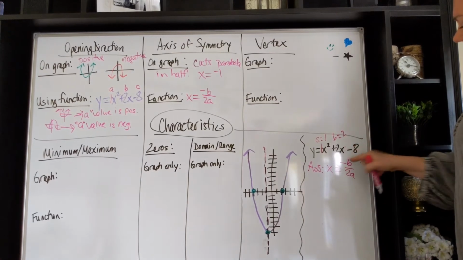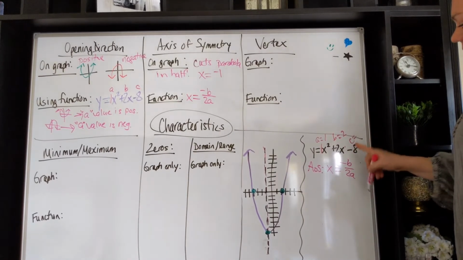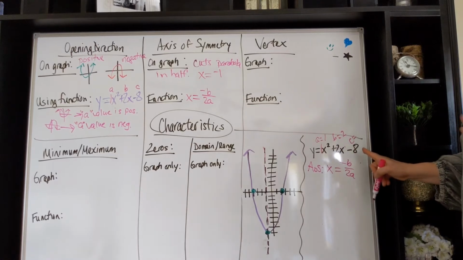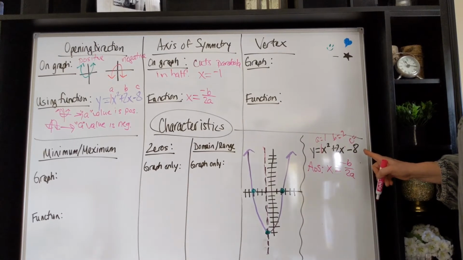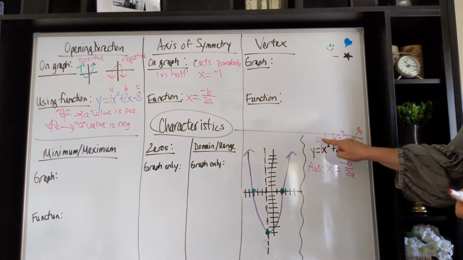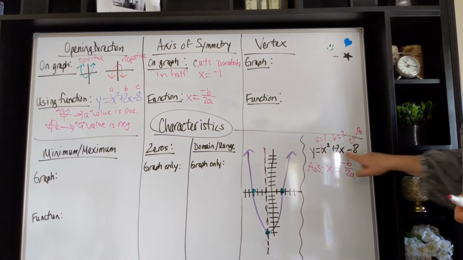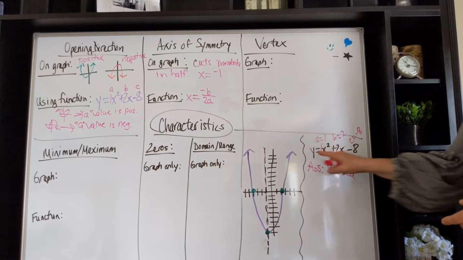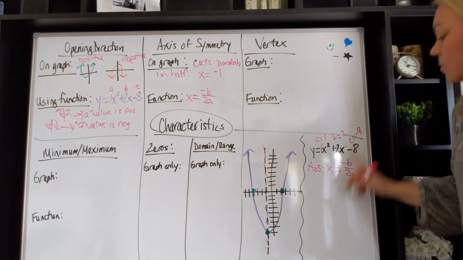And then my last value is my c value. This is the constant, the number that doesn't have a variable at all. That's called a constant. That value is negative 8. So I'm going to use these values to substitute into this rule so that I can find the axis of symmetry for this quadratic function. So I'm just going to plug them in.